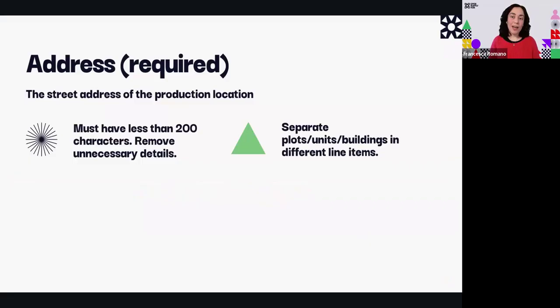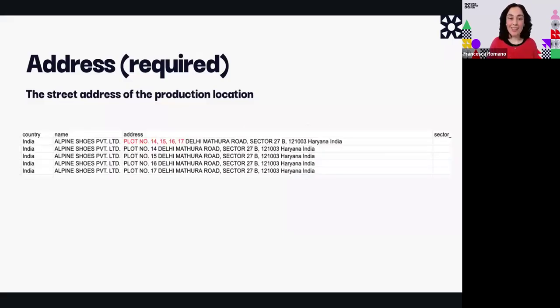A couple more guidelines on the address: very long addresses are not accepted. The maximum number of characters is 200. This usually happens if you have a lot of unnecessary details or repetition. So make sure to clean up your address. And then separate plots, units, or buildings into different line items. And I will show you what I mean in this example.